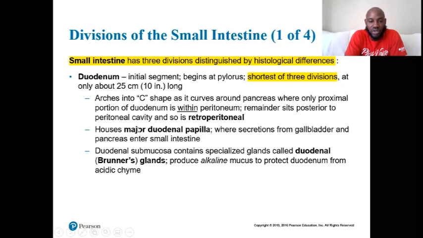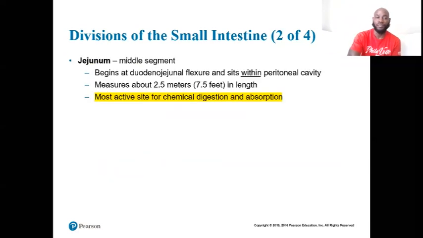Remainder sits posterior, houses major duodenal papilla, where secretions from the gallbladder and the pancreas enter your small intestines and play a crucial role in digestion, right? So this is where secretions from your gallbladder and pancreas enter the small intestines. And the duodenal submucosa contains specialized glands called the duodenal glands, which produce this alkaline mucus to protect the duodenum from this acidic chyme. Remember, this chyme is still acidic because it's just come from the stomach.